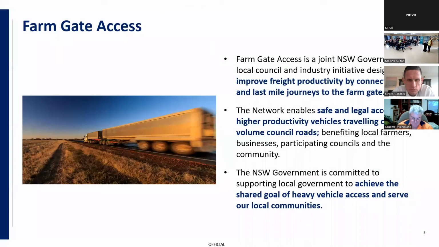A lot of you would be aware of Farmgate Access. It's now operational, up and running. Farmgate Access is a joint New South Wales government and NHVR initiative, through freight productivity, making first and last mile journeys in Farmgate. It enables safe and legal access for high productivity vehicles travelling on low volume council roads, benefiting local farms, businesses, councils and communities. The New South Wales government is committed to supporting local government to achieve the shared goal of every vehicle having access and service.